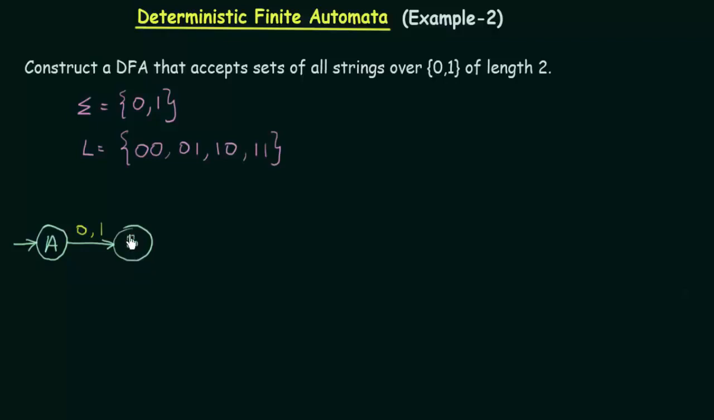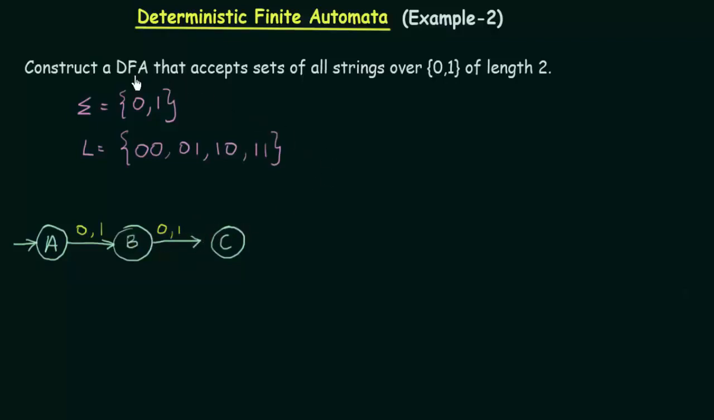Now we have to mention what happens if I get either input 0 or 1 in state B. Again, the order does not matter. Whether I get input 0 or 1 in state B, I send it to the next state, which I call state C. And at this point, when I reach state C, what is the length of my string? When I came from A to B, the length was 1. And when I go from B to C, it is 2, because I have already got 2 inputs.